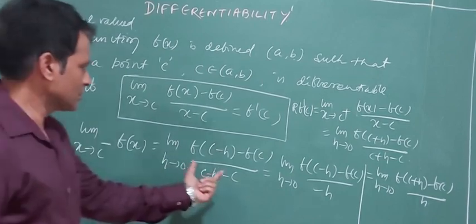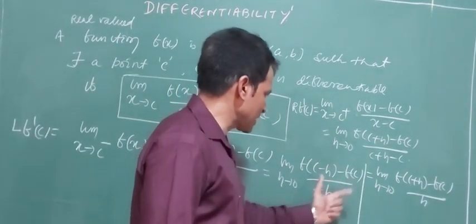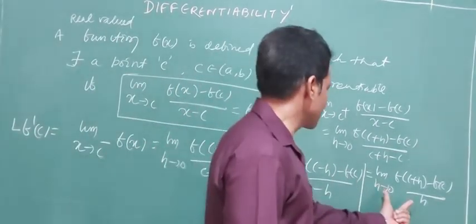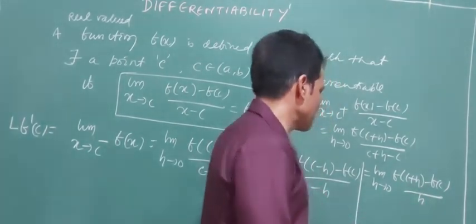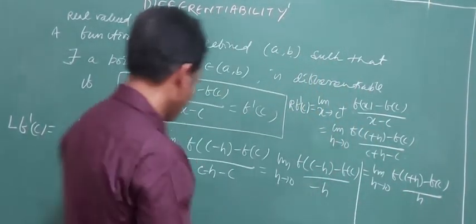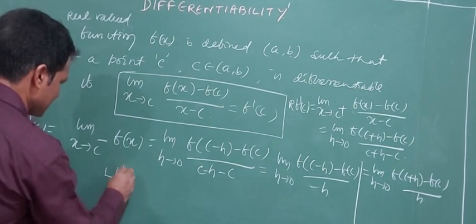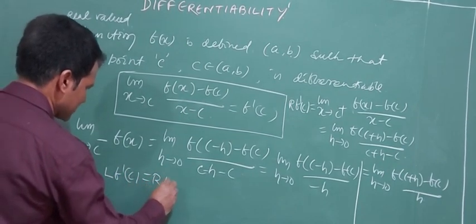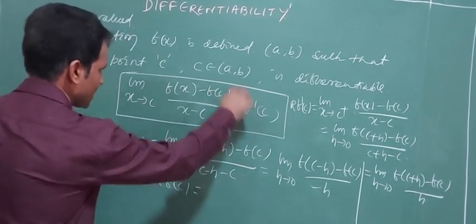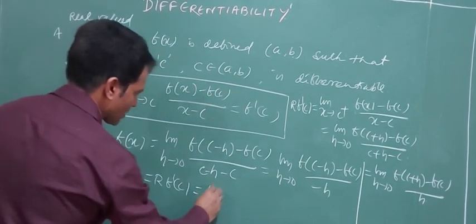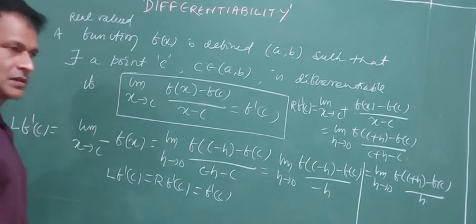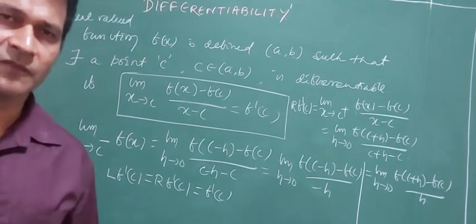And this value is f(c minus h) minus f(c) by minus h, and the right hand limit is f(c plus h) minus f(c) by h. That means these two must be equal. That means f dash c is equal to R dash c, which is equal to this value. If it is true, then it is known to be differentiable.